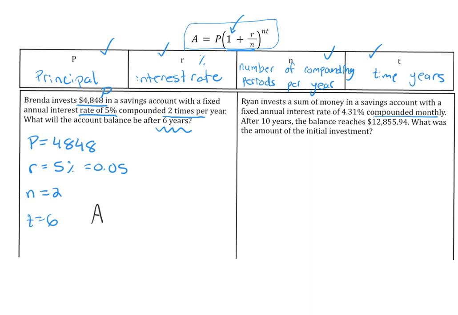So A, the amount after a certain amount of time, is equal to your principal times 1 plus your interest rate divided by the number of times it's compounded, to the power of 2 times 6, or 12. And then you can just punch it in your calculator. And when you do that, you get that the amount that she will have in 6 years will grow to $6,520.02.